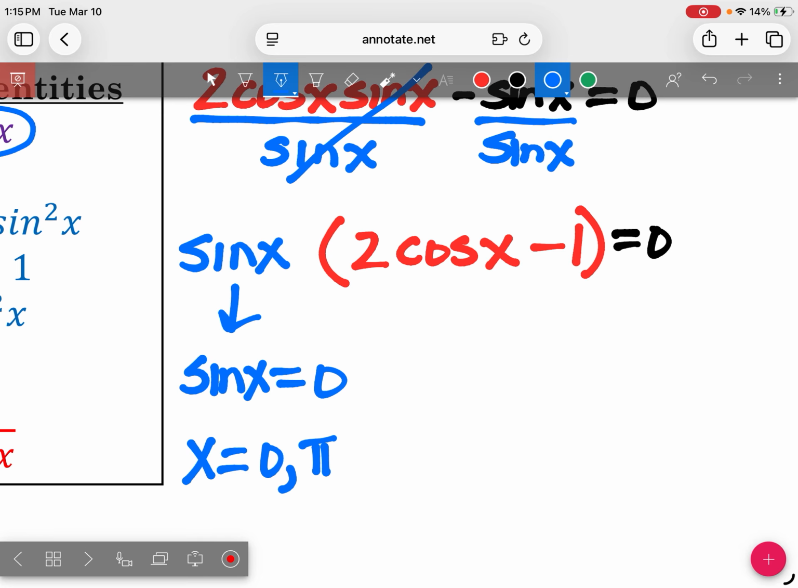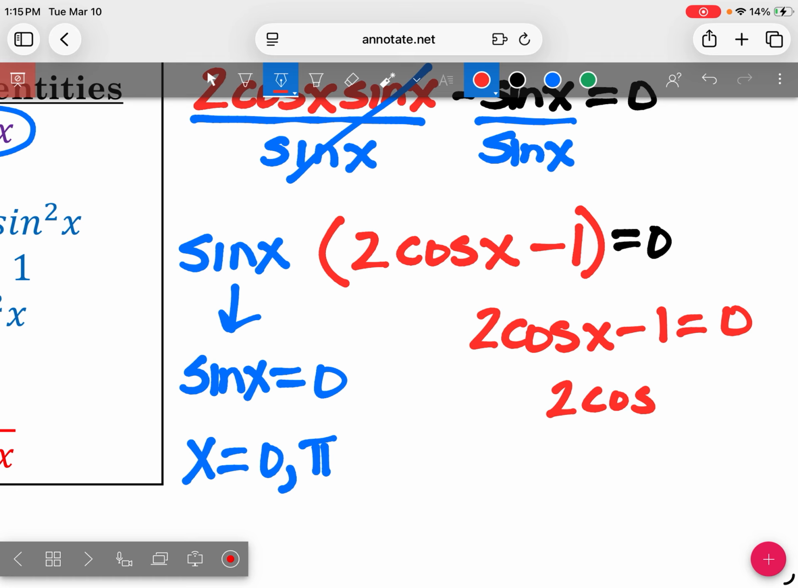All right, now let's go ahead and solve 2 cosine x minus 1 equals 0. First thing you're going to do is add 1. Go ahead and add 1 to both sides of your equation. And then I need to get rid of the 2. So how do I get rid of the 2?